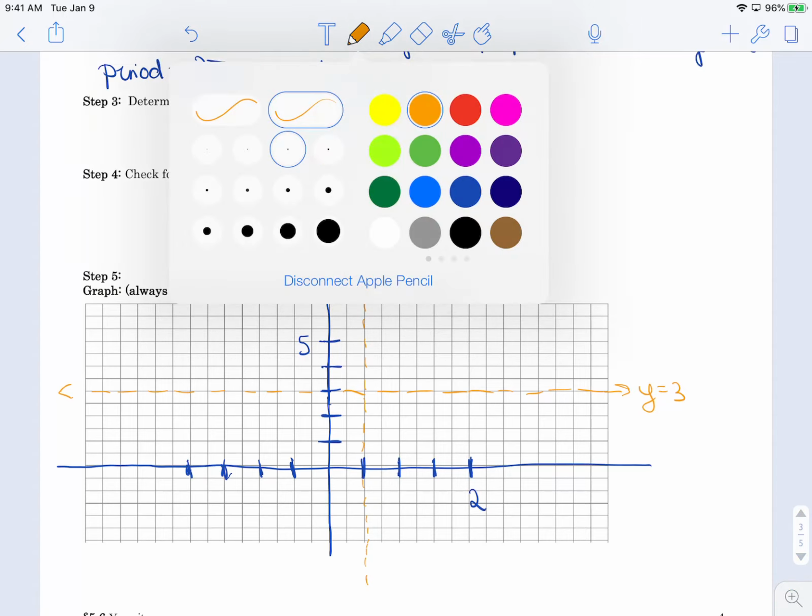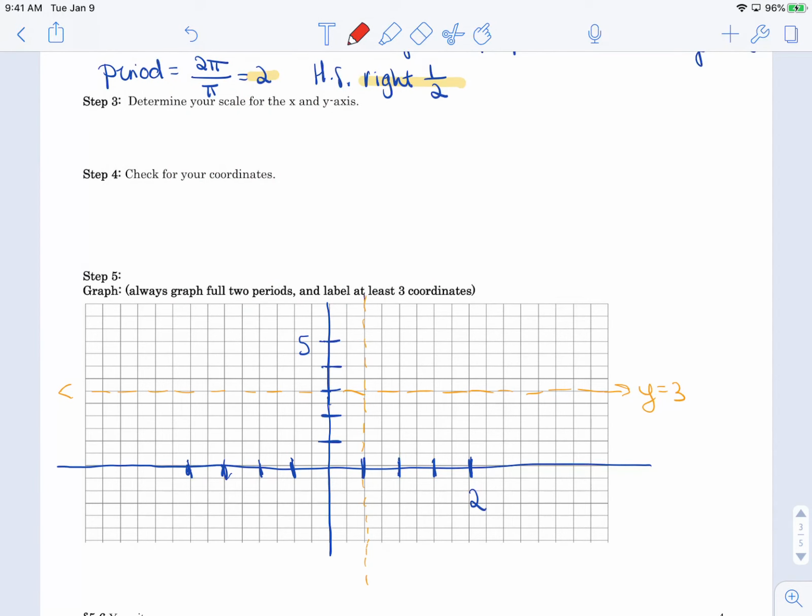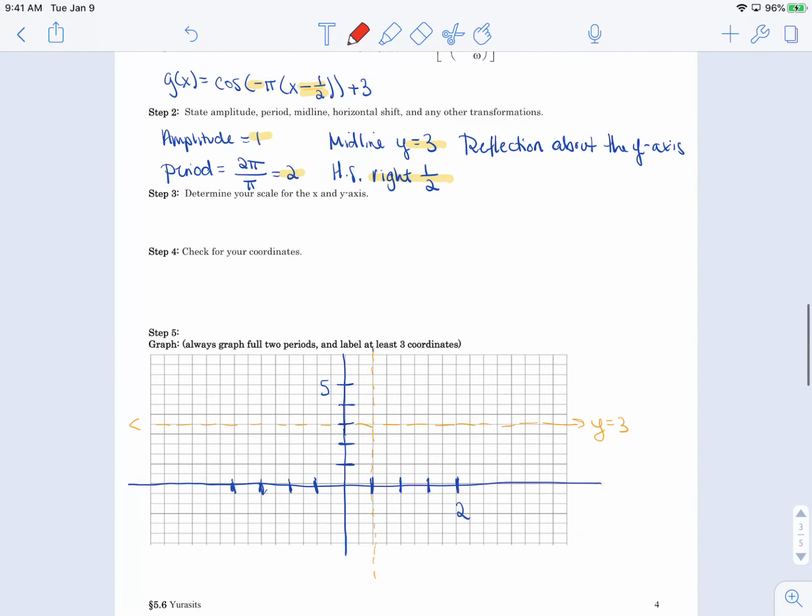Let me go ahead and choose a new color. So we're talking about the cosine graph. Originally, remember cosine starts at a high point, and if it wasn't shifted at all, it'd just be 1 up from your midline, which would be right here. That's if I had no shift happening. But I do have a shift happening, so I'm going to get rid of that and put back my scale. All right, so I have a highlight. I'm going to shift it over right 1/2, so that's why it goes right here.